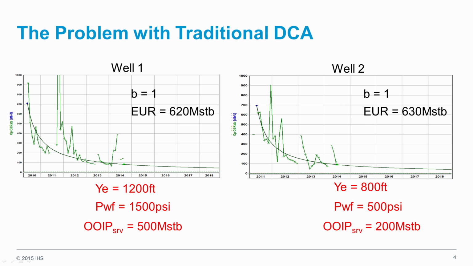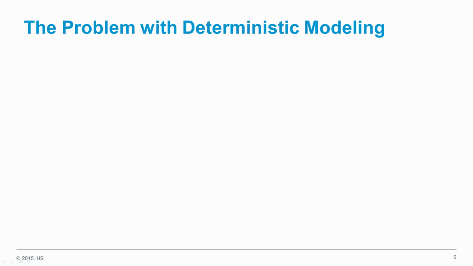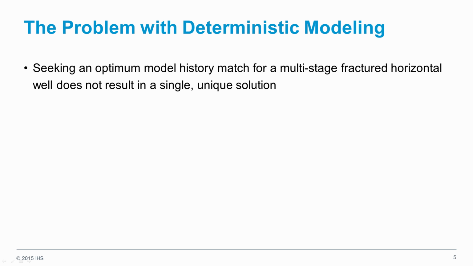Now that everyone's convinced that we need to use rate transient analysis, I want to quickly touch on some of the issues with deterministic modeling. Seeking an optimum model history match for a multi-stage fractured horizontal well cannot give us a single unique solution. Anyone who has history matched one of these wells knows that there are an infinite number of history matches that can match that data.